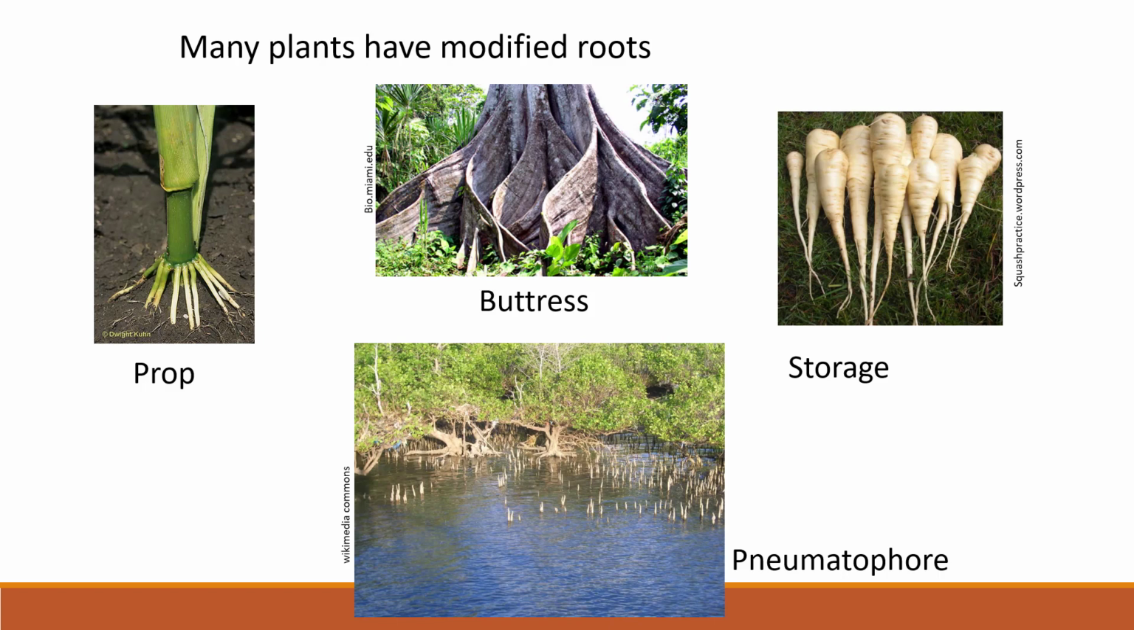So here's some different types of modified roots. We have our prop, you can see that on corn. We've got our storage, and then our pneumatophore, they're in mangroves and other swamp plants. Those are aerial roots that are able to have gas exchange above the water.